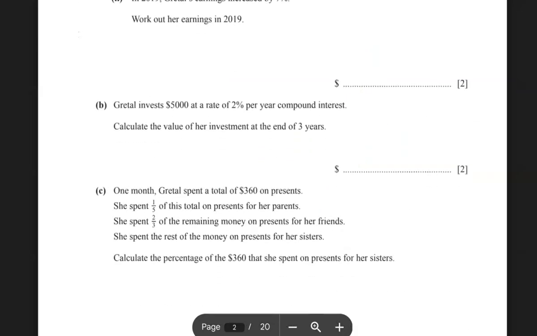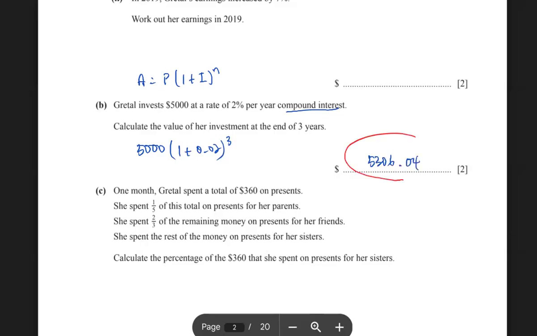Next, Gretel invests 5,000 at a rate of 2% per annum, compound interest. Just a quick recap on how compound interest looks like. The total amount is your principal, which is the money you first put in, times 1 plus the interest rate to the power of n. In this case, her principal is 5,000, times 1 plus 0.02 for 3 years, cubed. This one, no choice, we need calculator. This is exact, so just leave it as it is. Don't have to round it. You might lose marks for rounding it wrongly.